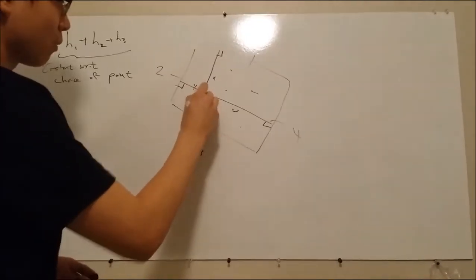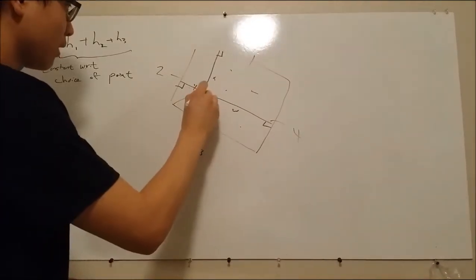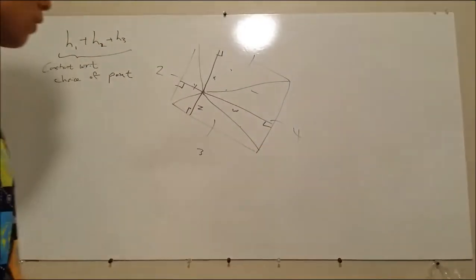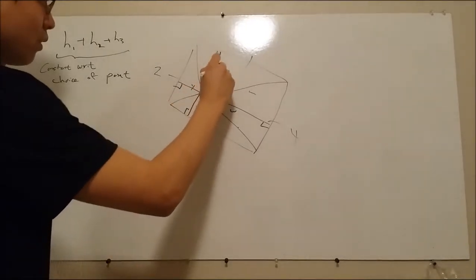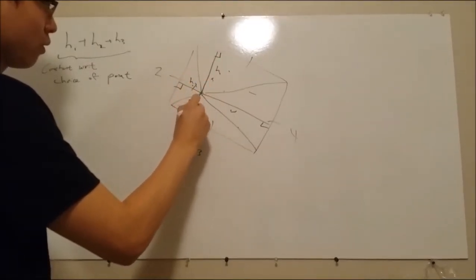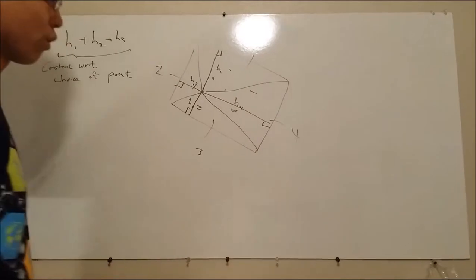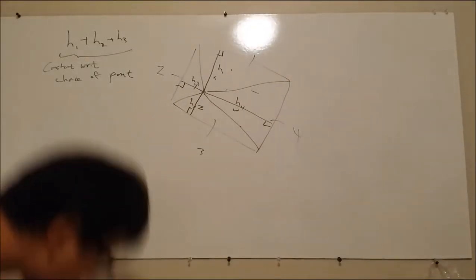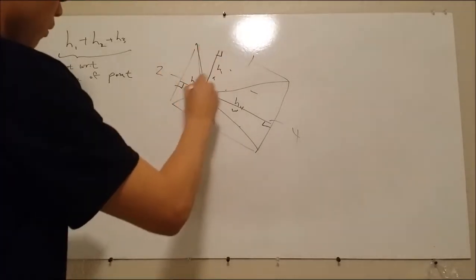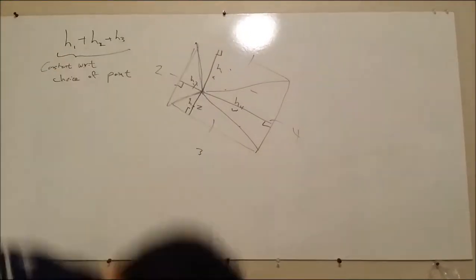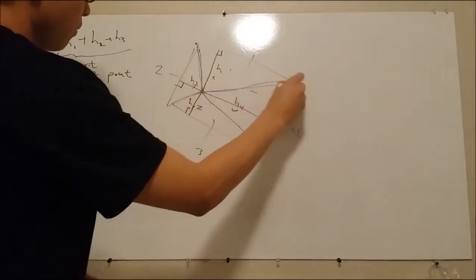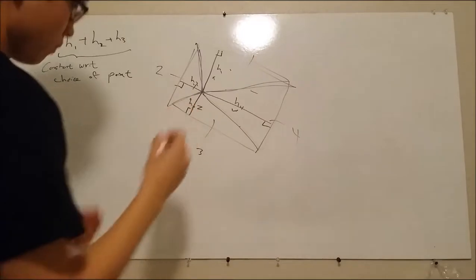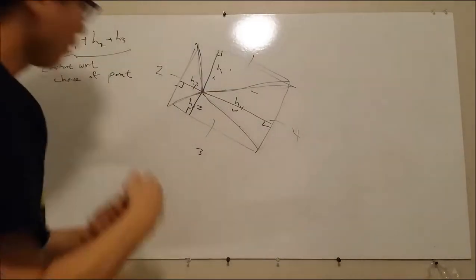Okay, take the point, draw the lines to the vertices. Okay, so we have a height 1, height 2, height 3, height 4. And we have the triangles. This triangle, this triangle, this triangle, and lastly, this triangle.